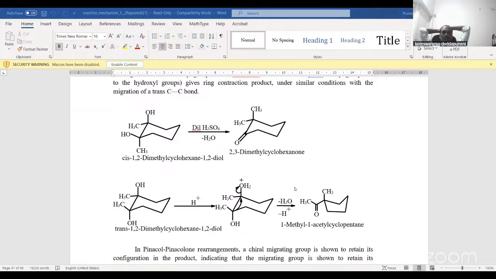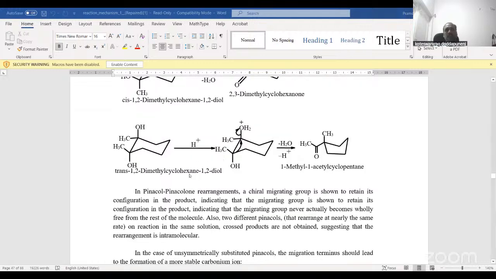That leads to the formation of a 2,3-dimethylcyclohexanone derivative. Next, trans-1,2-dimethylcyclohexane-1,2-diol undergoes the pinacol rearrangement in the presence of acid, which leads to a rearranged product after formation of a stable carbocation. Then a 1-methyl-1-acetylcyclopentane derivative is generated.